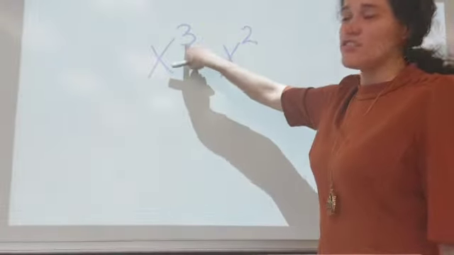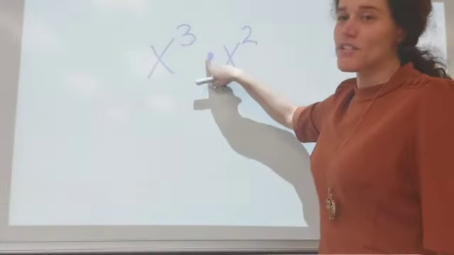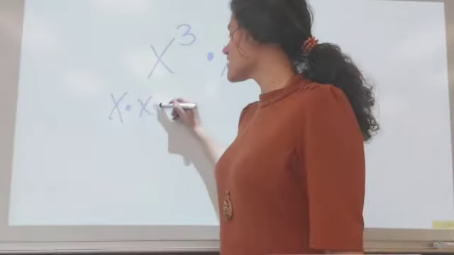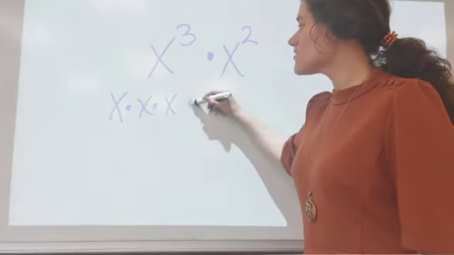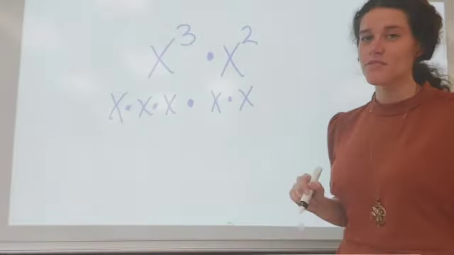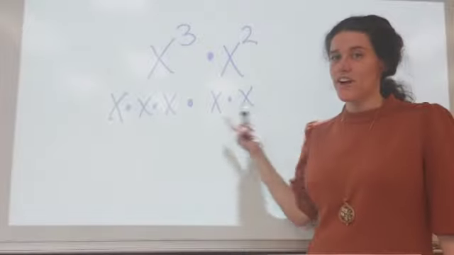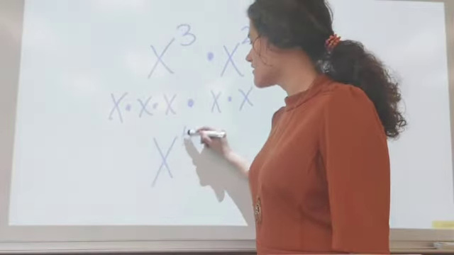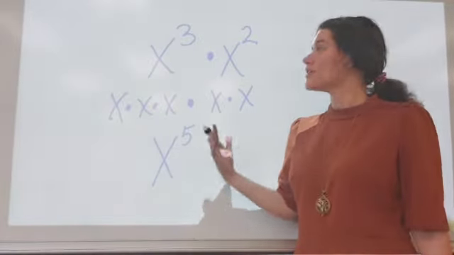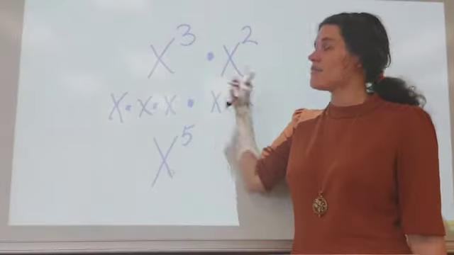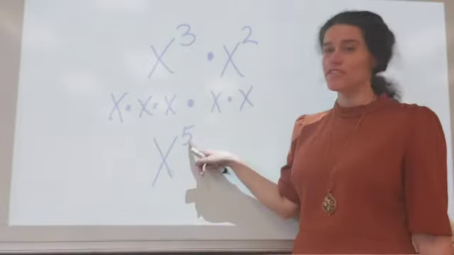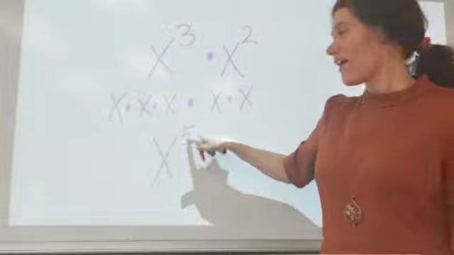So remember, this number is just counting multiplication. And then all I'm doing is doing some more multiplication. So if this is x times x times x times x times x, how many times am I multiplying x? 5 times. So this is just x to the 5th power. So there's a pattern happening here. When you're multiplying numbers that have the same base, you're actually just going to end up adding the exponents together. 3 plus 2 gives me 5.